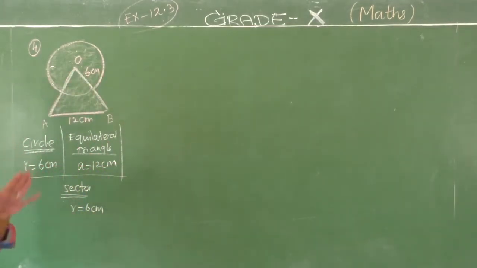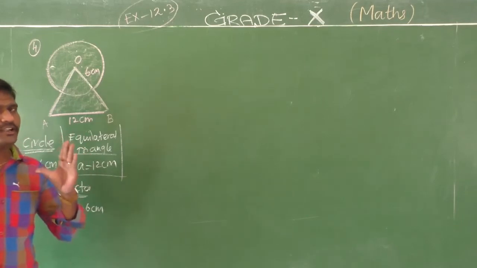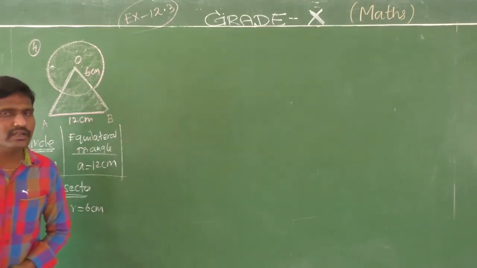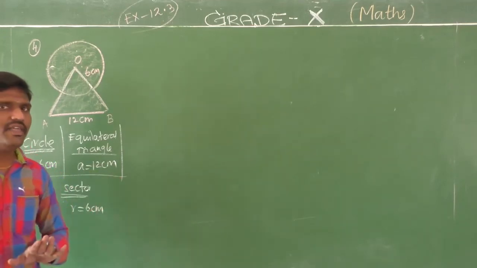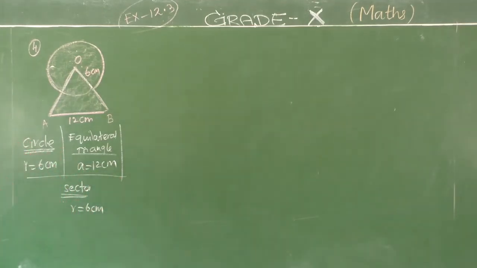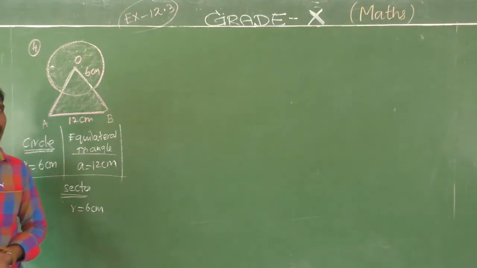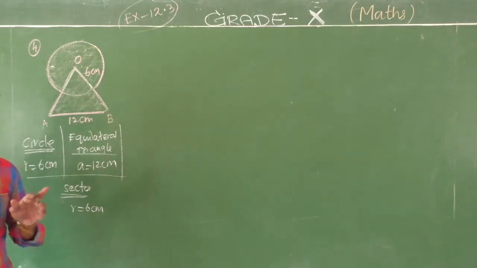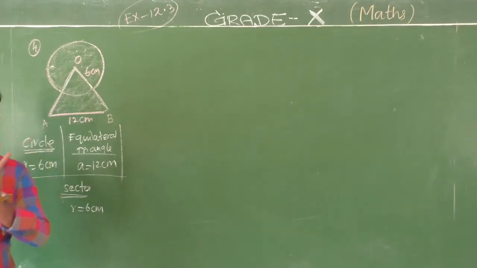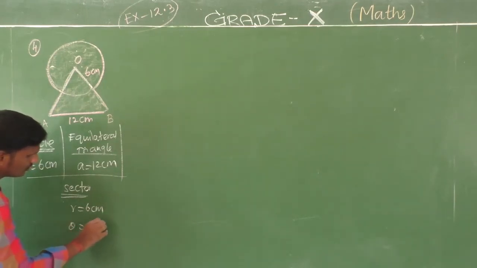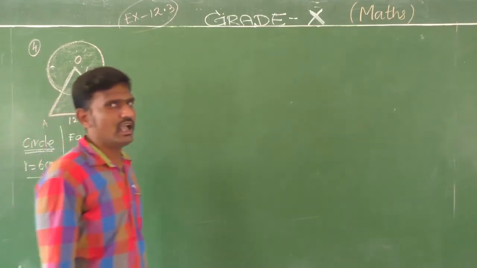Before that, I already told you, student, what are the properties of an equilateral triangle? In an equilateral triangle, all the sides are equal as well as all the angles are equal. And what is the angle sum property of a triangle? The sum of the three angles of a triangle is 180. All three angles are equal, so what will be each angle of an equilateral triangle? It is 60. So theta equal to 60. Have you got it, children?